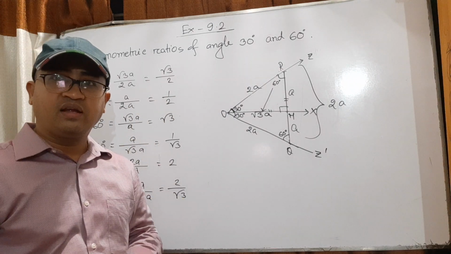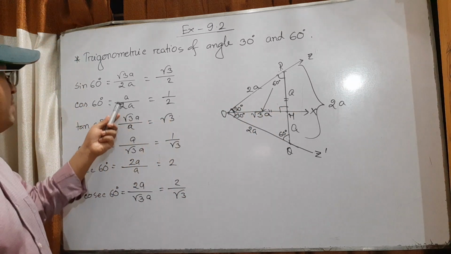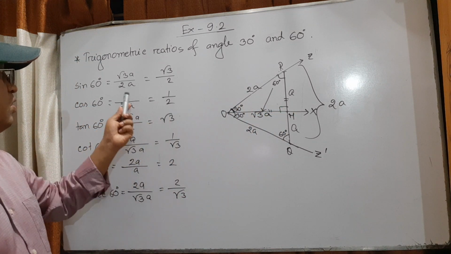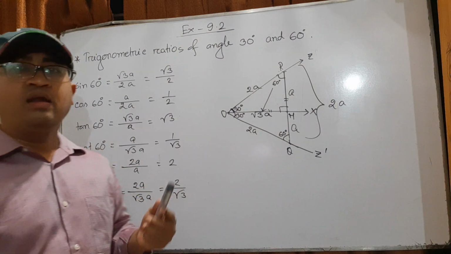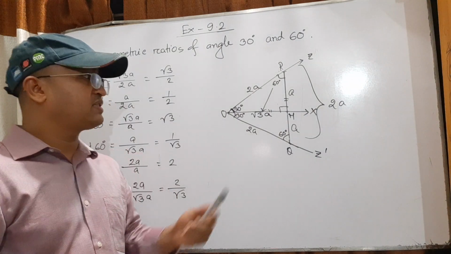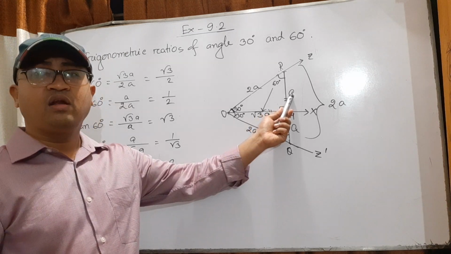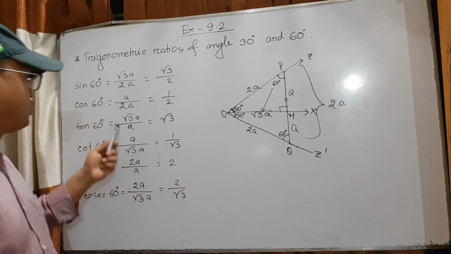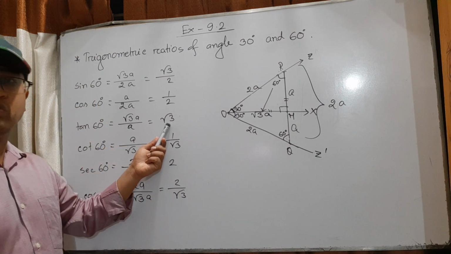Adjacent side by hypotenuse, adjacent is a, hypotenuse 2a, a by 2a, 1 by 2. After cancelling a, tan theta is opposite side by adjacent side. Opposite side is root 3a, and adjacent is a. So root 3a by a, if you cancel a, it becomes root 3.